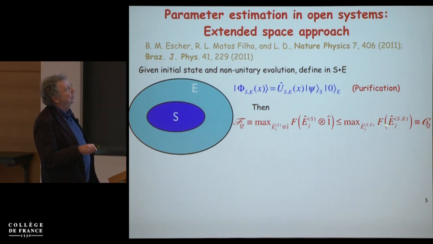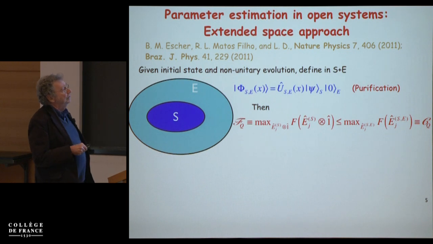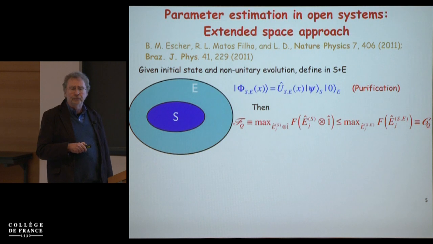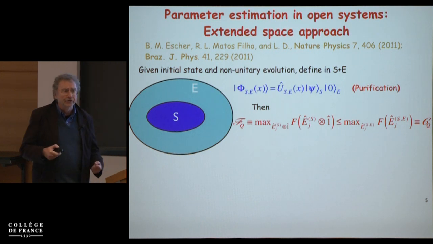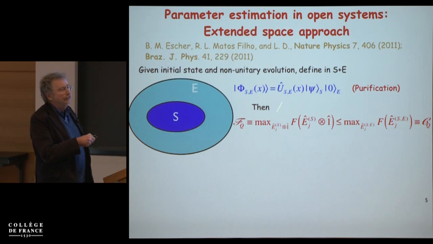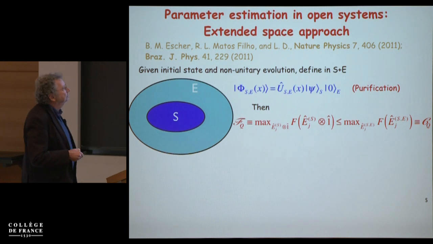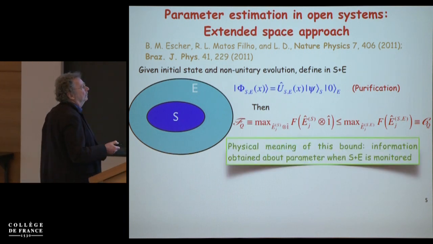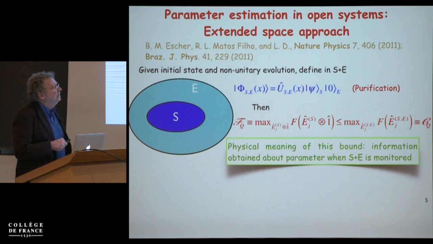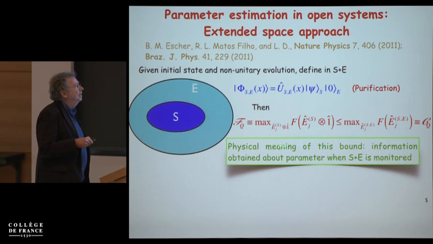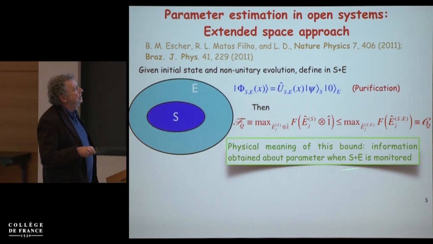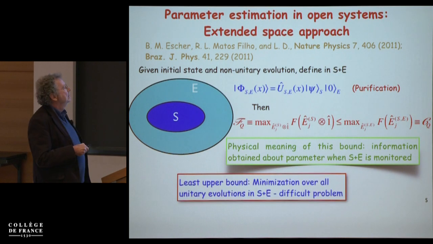And now, since we have a unitary evolution for system plus environment, we can actually calculate this quantum Fisher information for the whole thing in terms of the variance of the generator of this transformation here. Now, the physical meaning of this bound, therefore, is the information obtained about the parameter when S plus E is monitored, is measured.